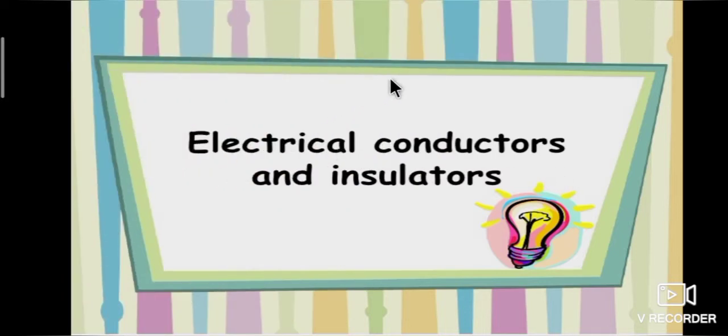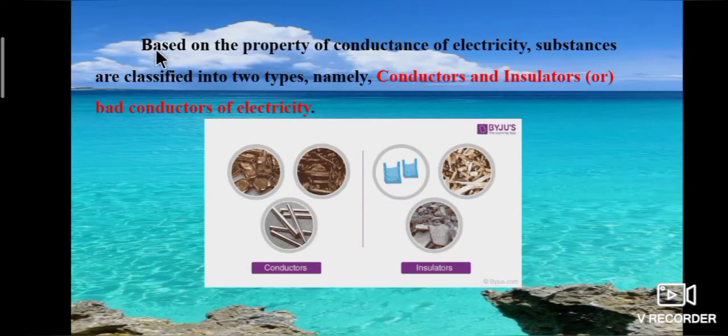Today we are going to learn about conductors and insulators. Based on the property of conductance of electricity, substances are classified into two types, conductors and insulators. Insulators are otherwise called as bad conductors of electricity.